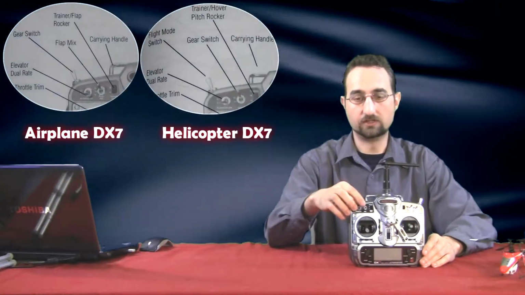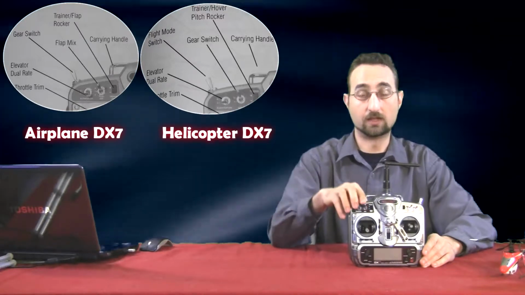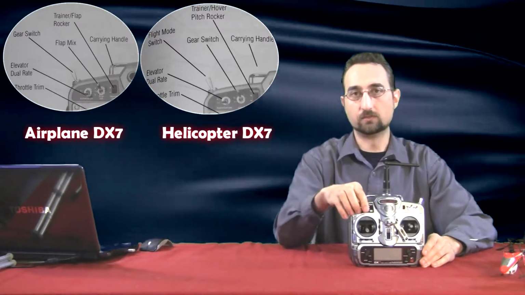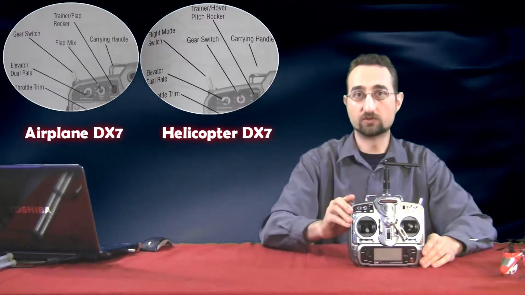Programming your DX7 for dual rate and exponential isn't too far off of the DX6. The biggest differences are the switches. Based on the DX7 model you have, if it's a helicopter and airplane, you may not have the switch that they show on the front of the box or the actual manual. I don't.